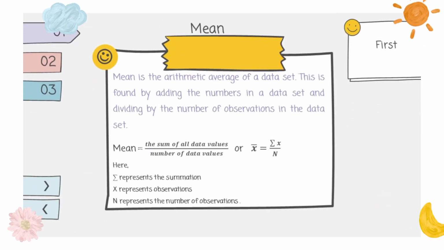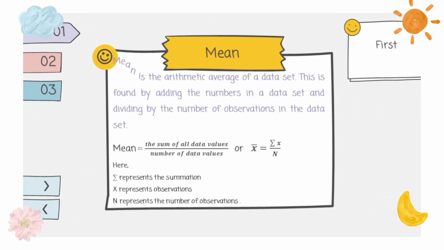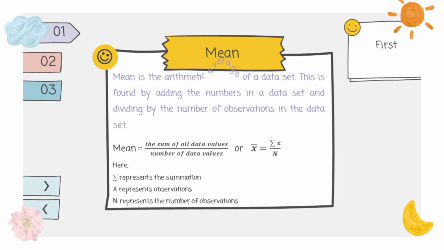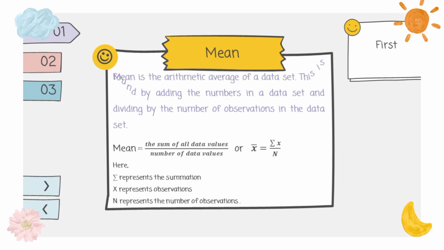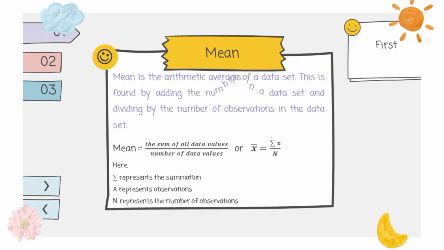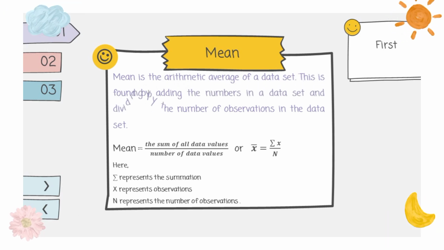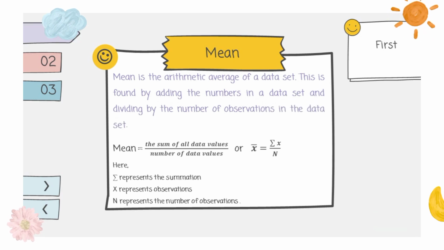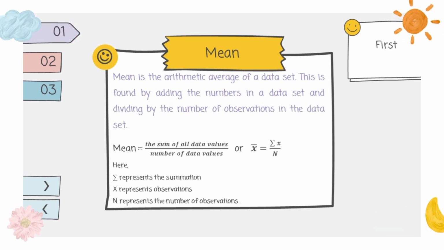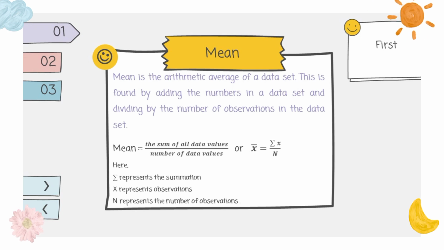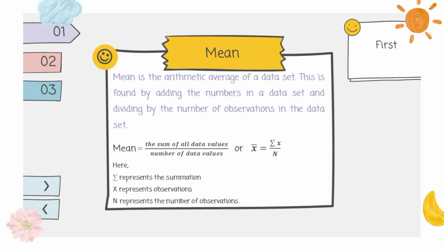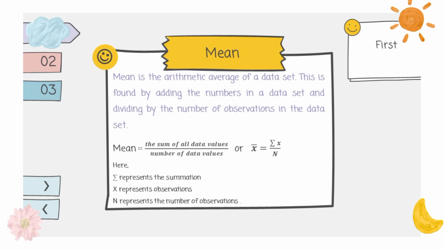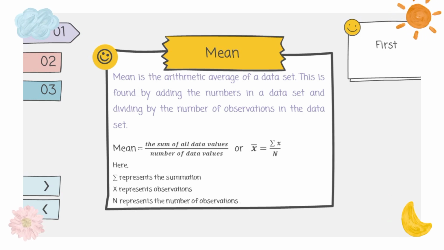The first is mean. Mean is the arithmetic average of a data set. This is found by adding the numbers in a data set and dividing by the number of observations in the data set. So, mean is the sum of all data values divided by the number of data values.